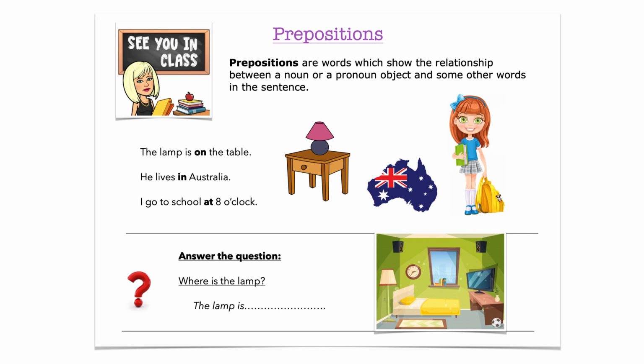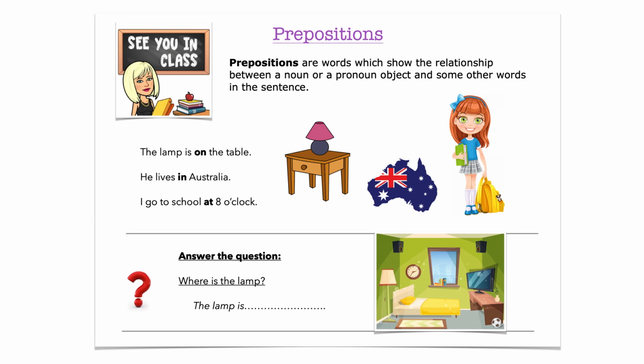So if you look at the picture, the lamp is on the table, not under, not below, not near or next to the table. It's on the table. So we know exactly where the lamp is. He lives in Australia. Where? In Australia. In the country of Australia. I go to school at 8 o'clock. What time? At 8 o'clock.